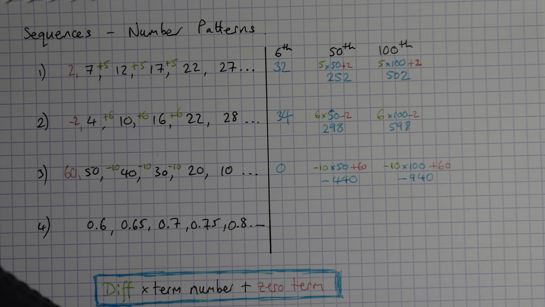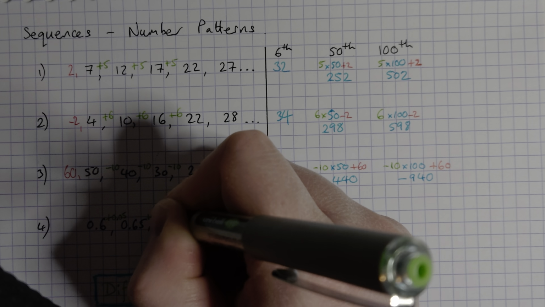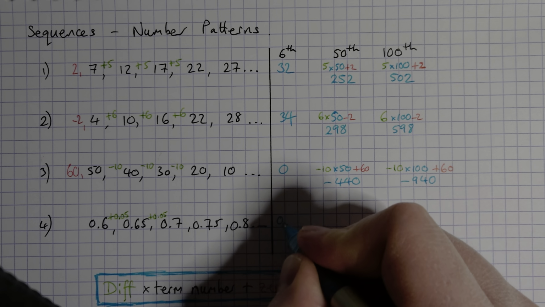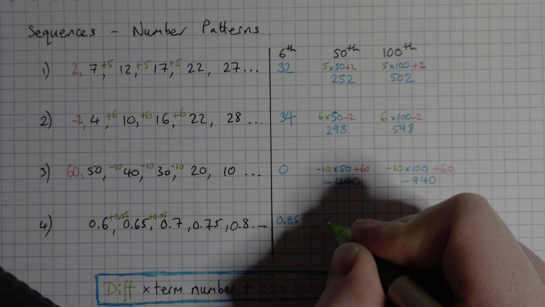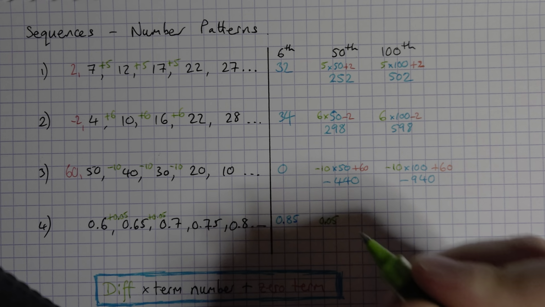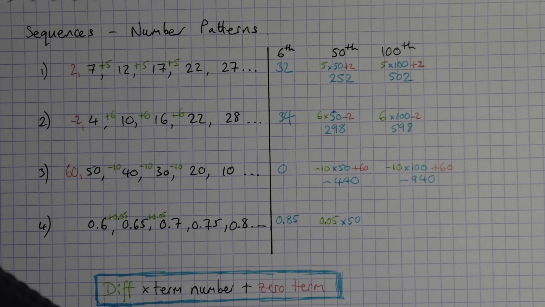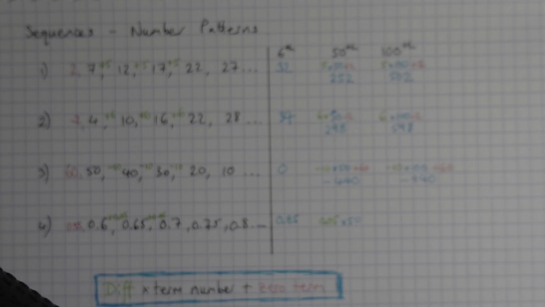I will do the last example. In this one, you can see it's going up by 0.05 each time. If I add 0.05 to this, to get the 6th term, that's 0.85. But if I want to jump straight to the 50th, I'll use this rule down here. Well, the difference we've just discussed is 0.05 times by 50 for the 50th term. The 0 term here, the one before this, would have been 0.55.